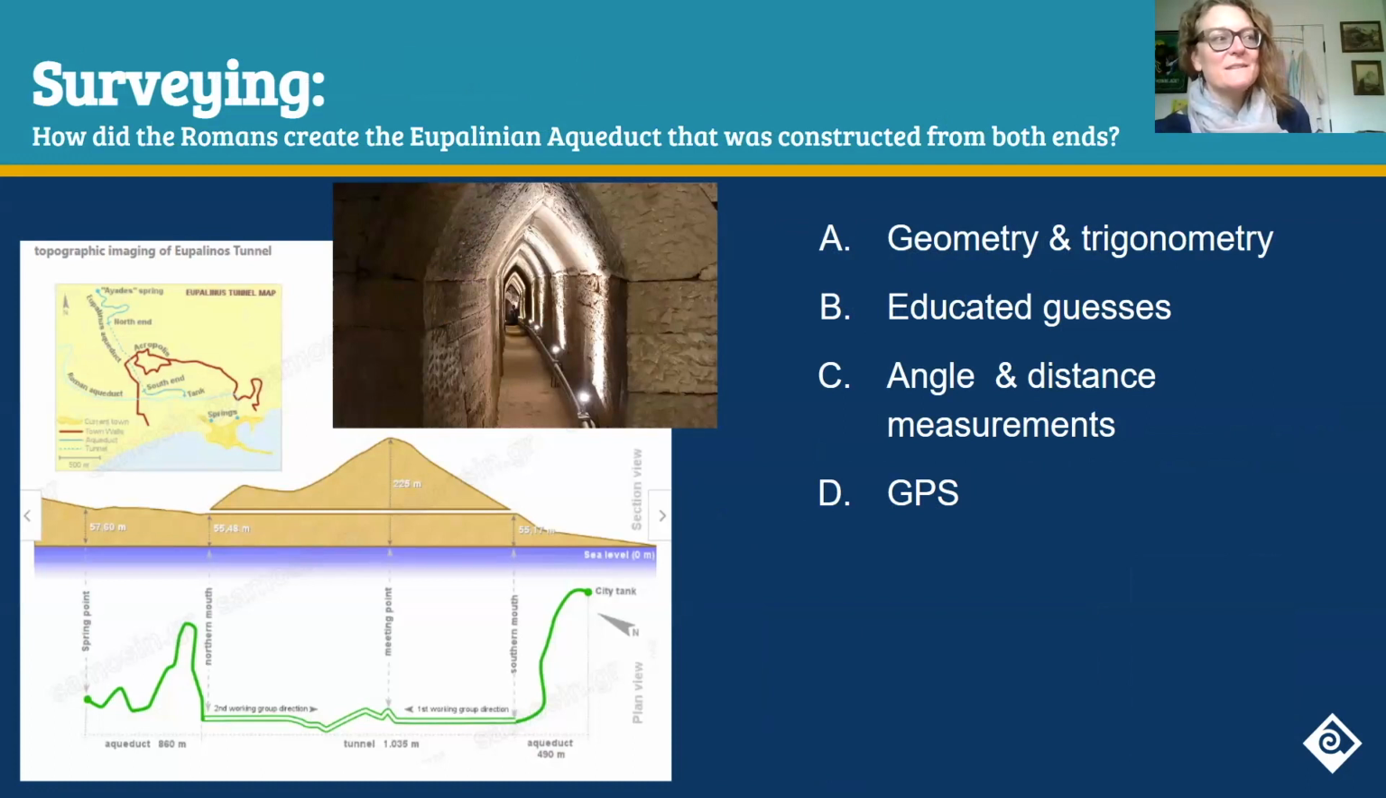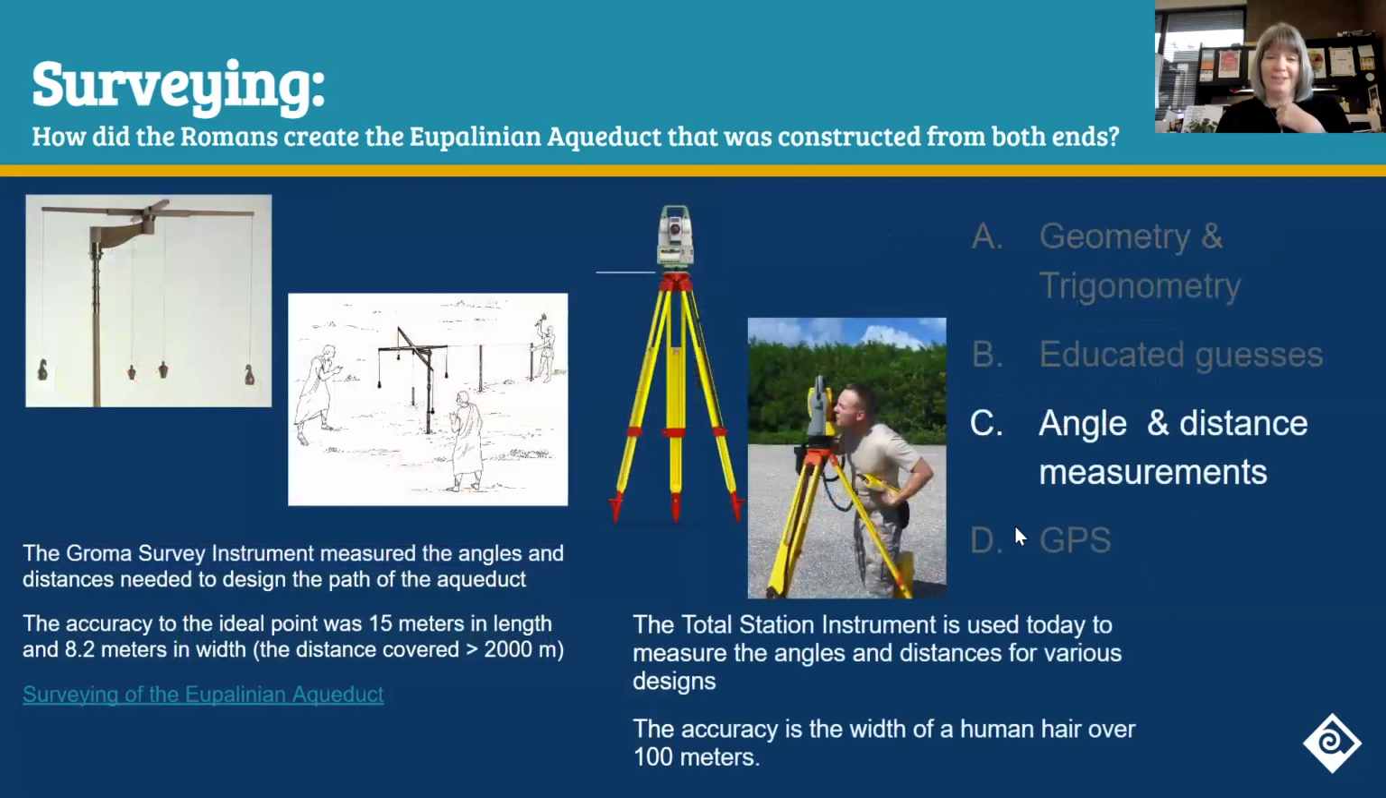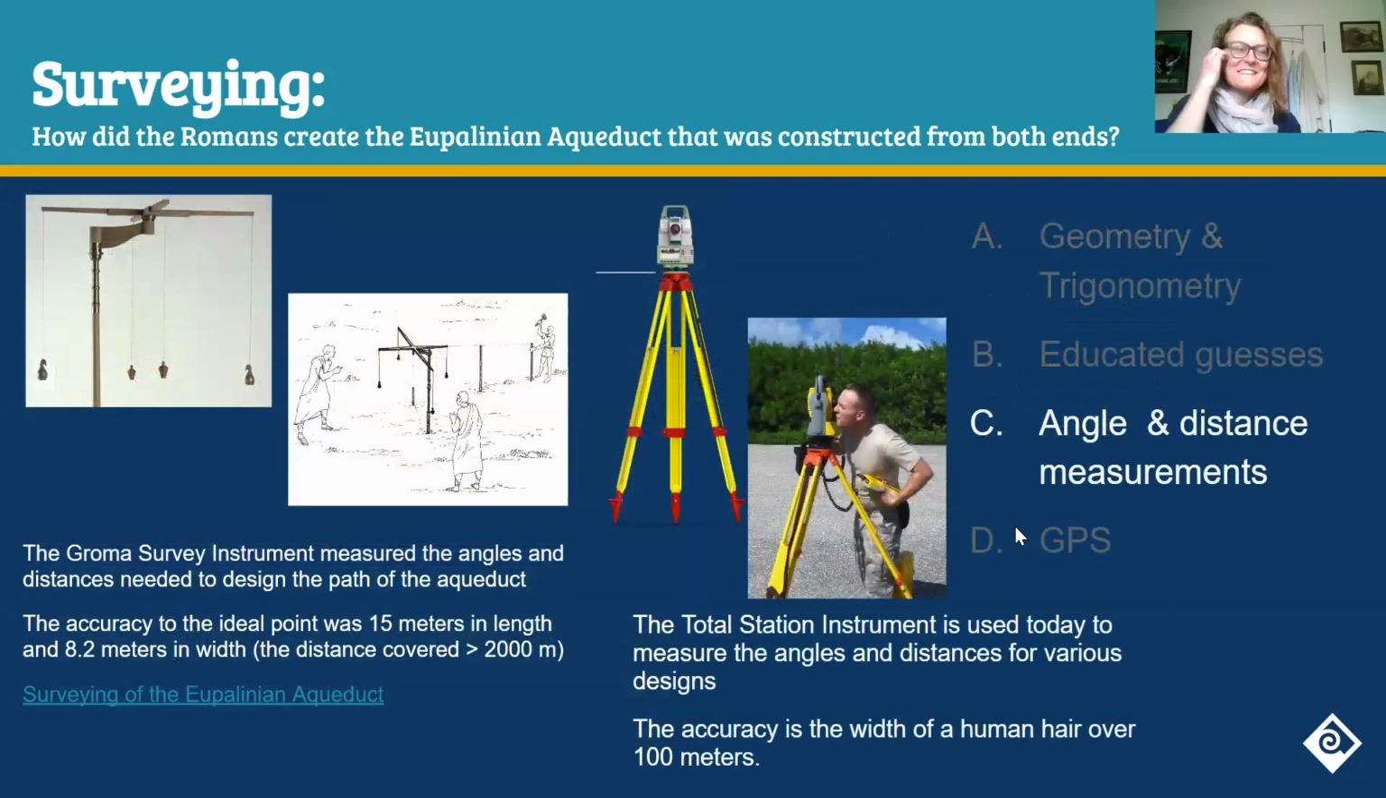A, geometry and trigonometry. B, educated guesses. C, angle and distance measurements. D, GPS. A and C, nice. Okay. Any other guesses? A. Okay. That was my educated guess. That was your educated guess. A and C, those seem good.